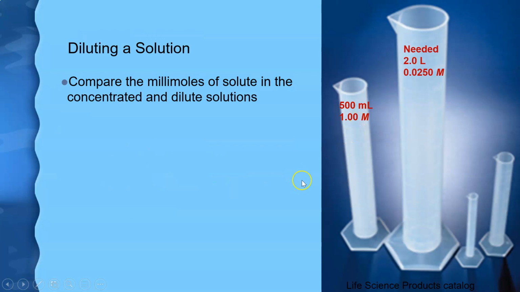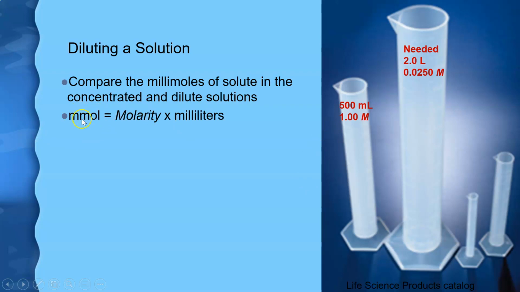Well, what's really going to be the key here is that the millimoles of solute in the concentrated and dilute solution are going to be the same, because all I am doing when I dilute a solution is adding solvent. I am not adding solute. I'm always adding solvent. So the millimoles of solute at the beginning has to be the same as the millimoles of solute at the end.